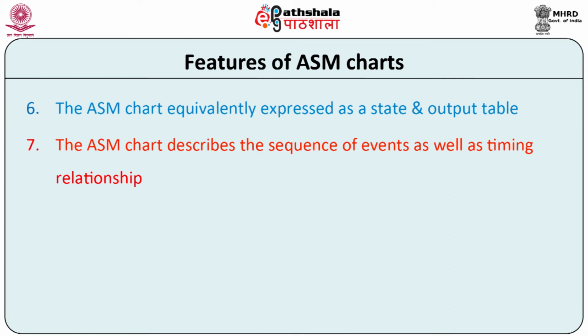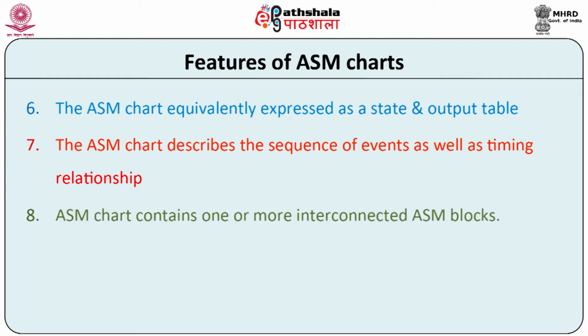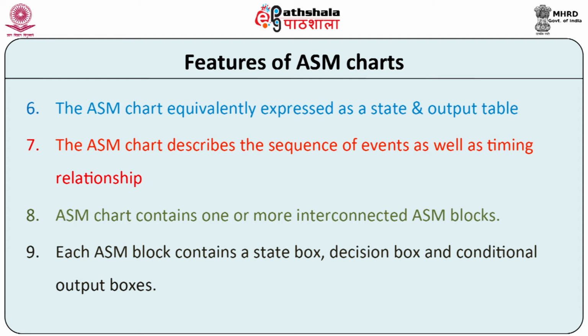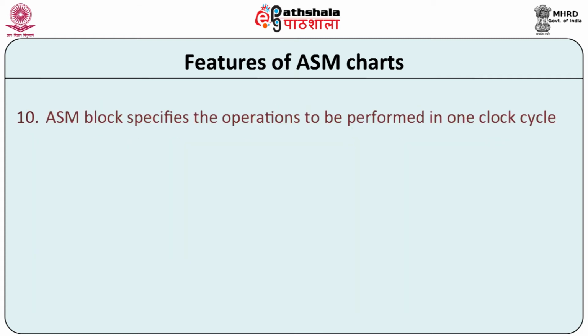Seventh, the ASM chart describes the sequence of events as well as timing relationship between the states of the sequential circuit. The events occur while going from one state to another. Eighth, ASM chart contains one or more interconnected ASM blocks. Ninth, each ASM block contains a state box, decision box and conditional output boxes. Tenth, ASM block specifies the operations that are to be performed during one clock cycle.